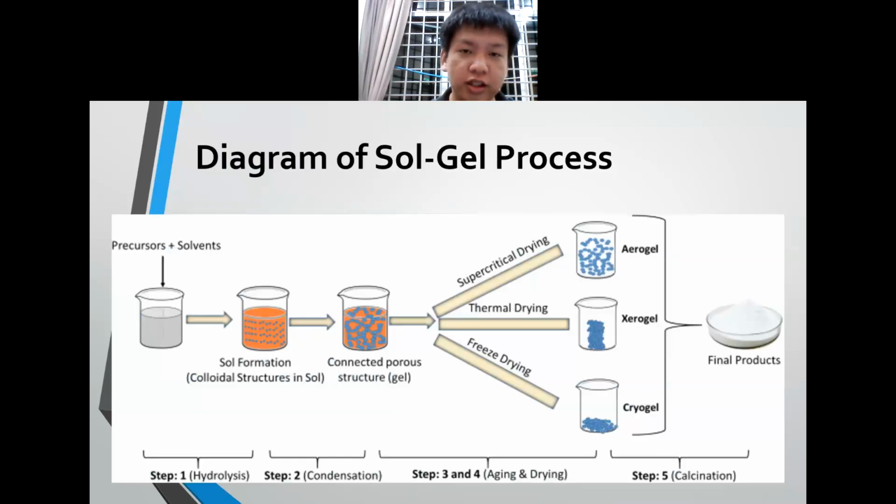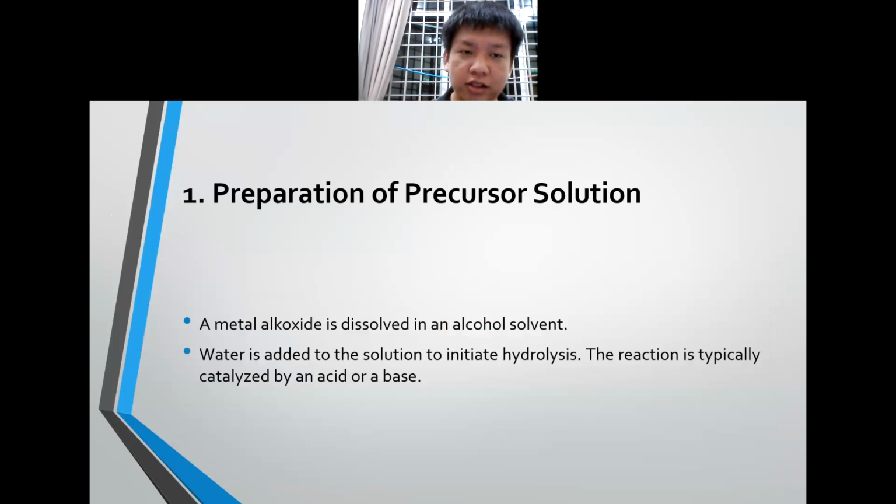This diagram shows the sol-gel process. The first step, you put in the precursors and solvents, and then hydrolysis, and then condensation. From the sol, a gel mass is formed, and then aging and drying. There are 3 types: supercritical drying, thermal drying, and freeze drying. It becomes 3 types of different gel, and then the last one is calcination. It becomes the final products.